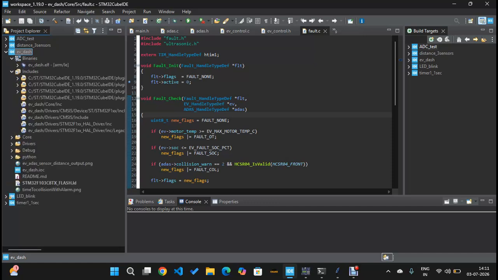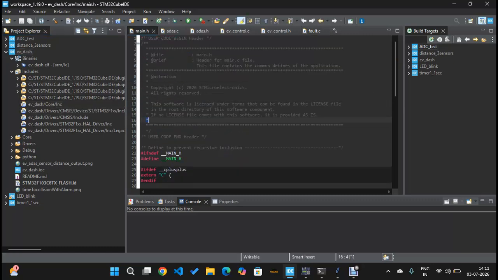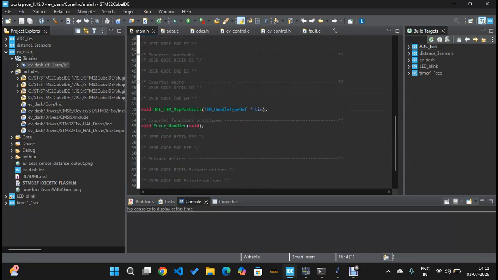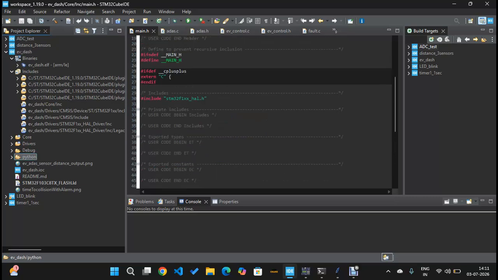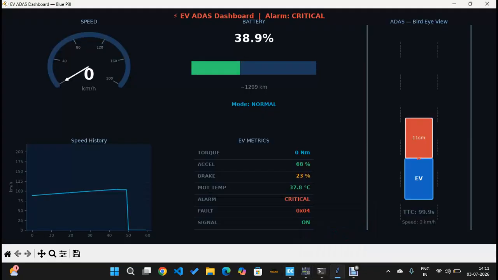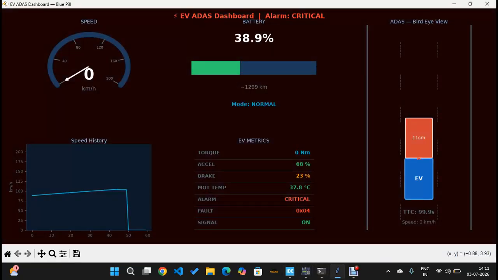So yeah, for every dashboard, ADAS.c, ADAS.h, everything I have included. This is our ADAS parameters logic code. This is my main.h, and then main.c, everything is here. So this is my whole code, and this is my Python logic code, and yeah, this is the thing. And so yeah, if there is a collision because front distance is less than 30, that's why we are getting the alarm.